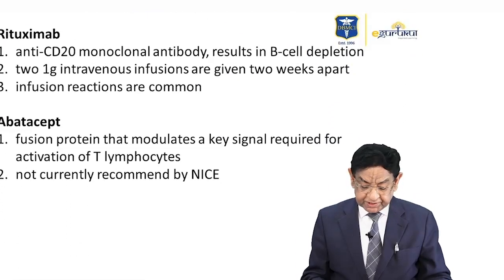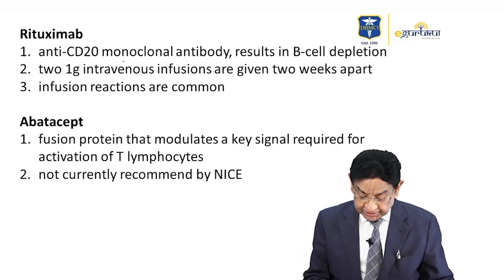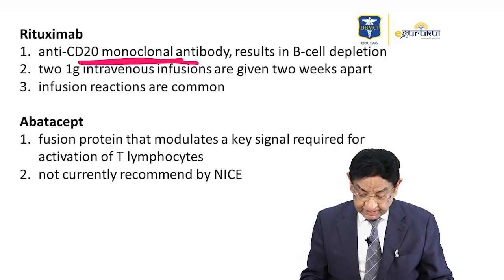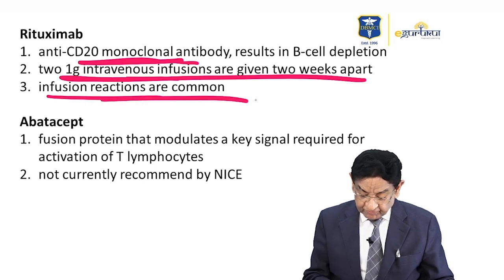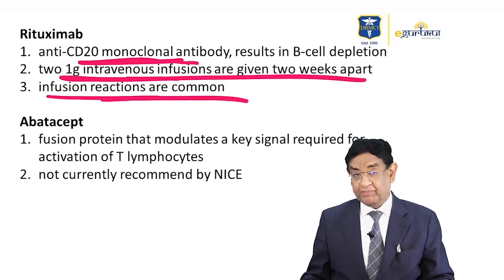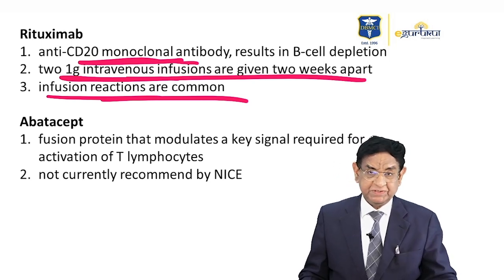Rituximab is a newly introduced drug for the treatment of rheumatoid arthritis. It is an anti-CD20 drug. Okay, and it is given 1 gram in intravenous infusion at 2 weeks apart, and infusion reactions are very common, very common. And now comes the gold medal question.